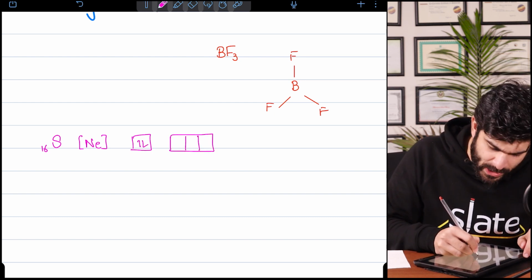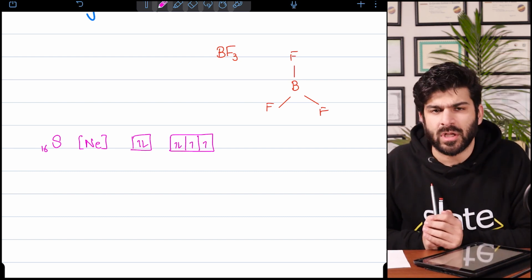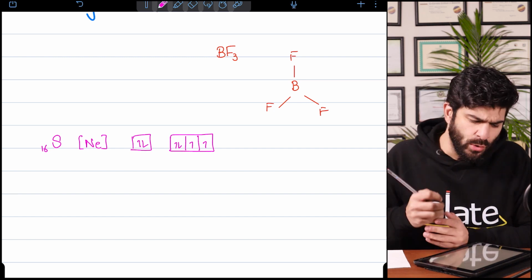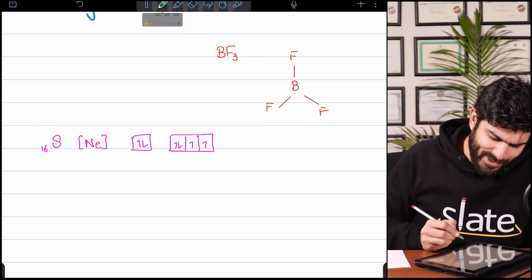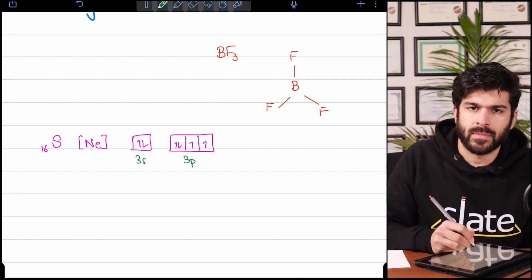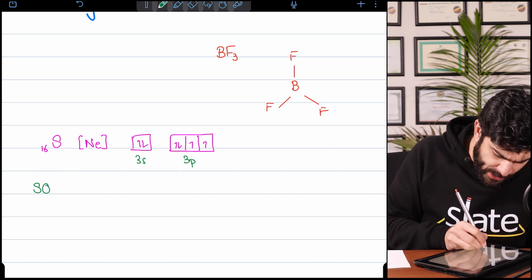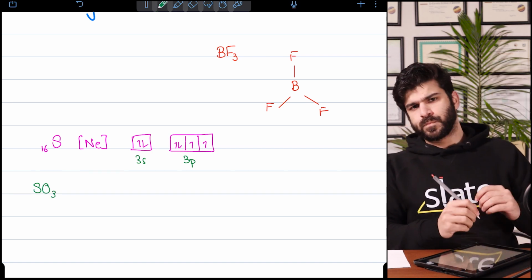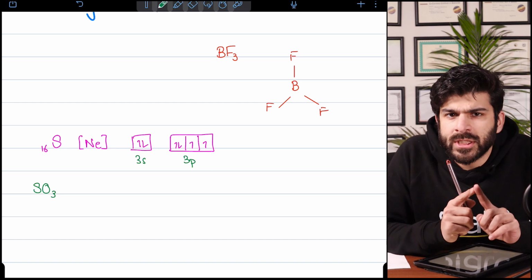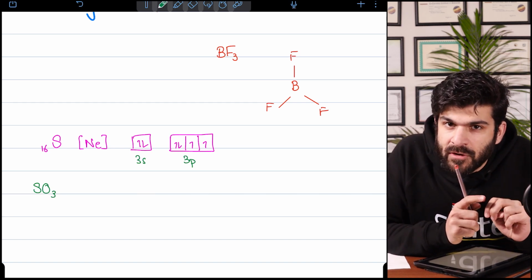Group 6, so 6 valence electrons. That's what we know about sulfur. But then we know that this is a 3s, 3p. So, if I tell you we have a compound named sulfur trioxide, oxygen will always make 2 bonds. So what should be the valency of sulfur?